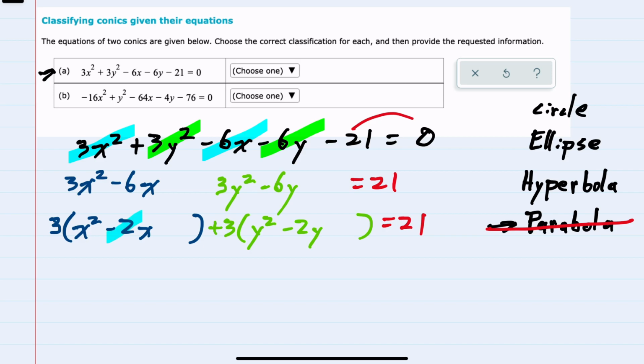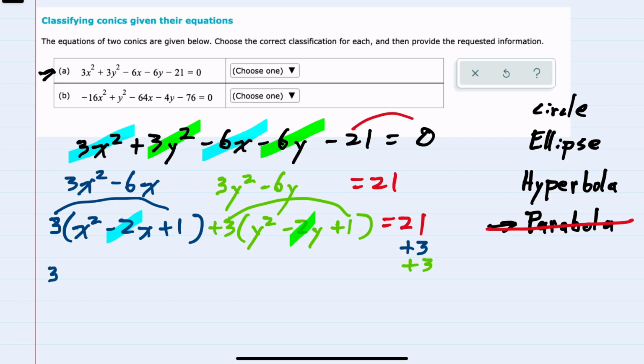Half of 2 is 1, and when I square that, it's also 1. I want to add 1 to make that a perfect square, but I have actually added 3, so I'll add 3 to the other side. For the y's, taking half of the middle term is again 1, squaring it is 1. I want to add 1, and again 3 times 1 is what I have actually done. I have added 3, so I must also add 3 to the other side.